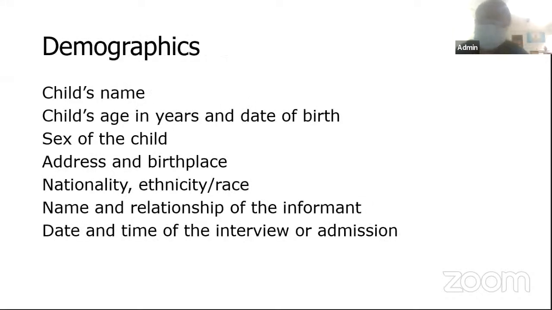Now the first part is the demographics: the child's name, age, sex, address, nationality, ethnicity, relation of the informant, and the date and time of the interview or admission has to be noted properly.